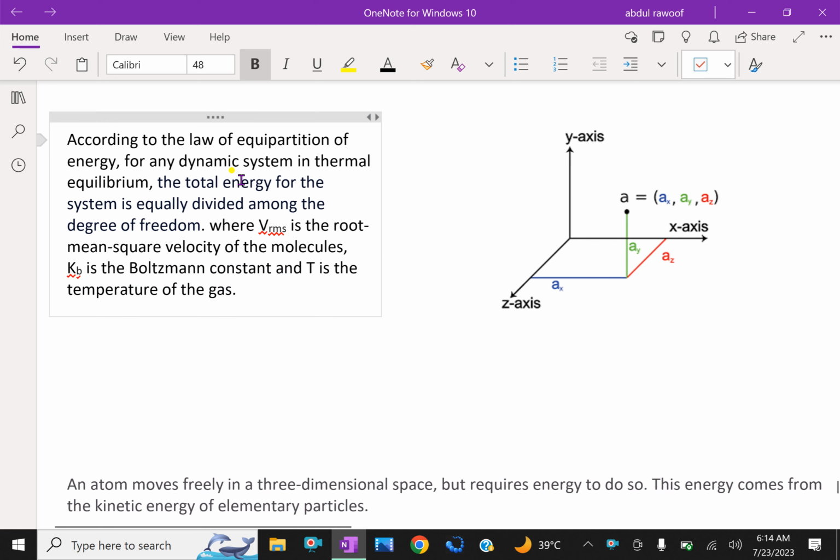In physics, regarding kinetic theory, let us discuss the law of equipartition of energy. According to the law of equipartition of energy, for any dynamic system in thermal equilibrium, the total energy of the system is equally divided among the degrees of freedom, where Vrms is the root mean square velocity of the molecules, Kb is the Boltzmann constant, and T is the temperature of the gas.